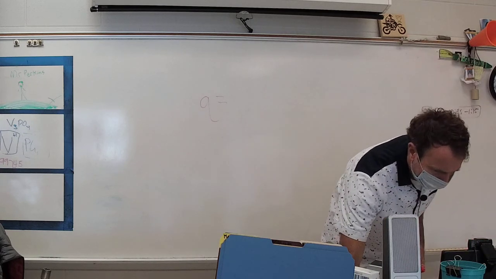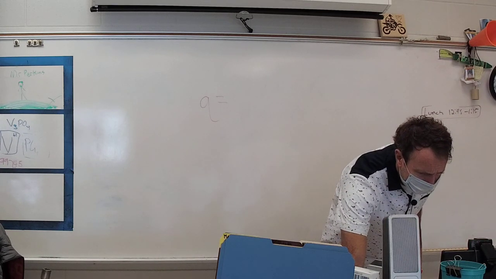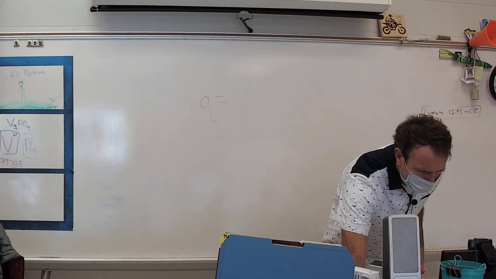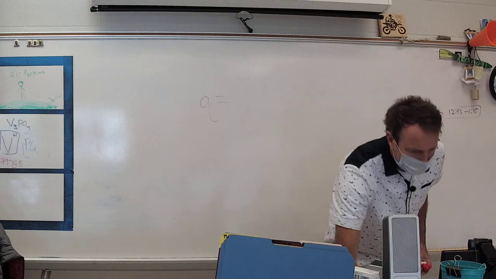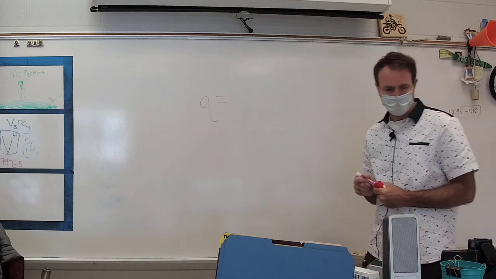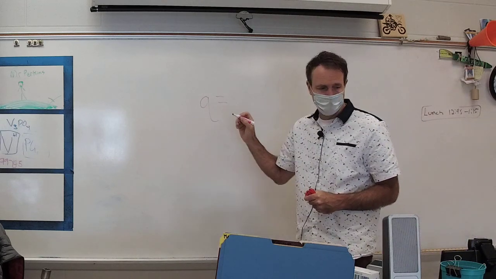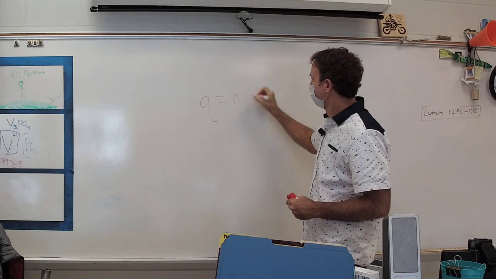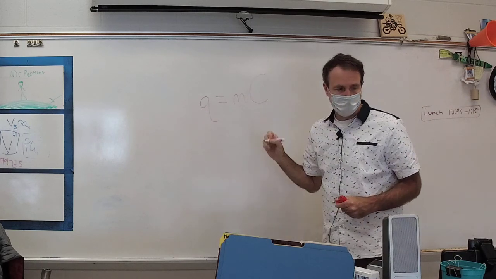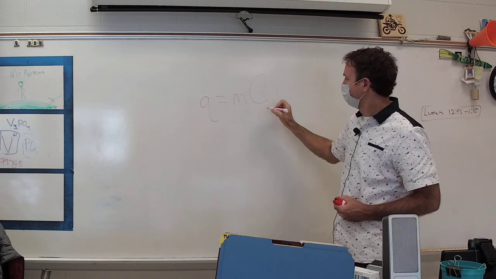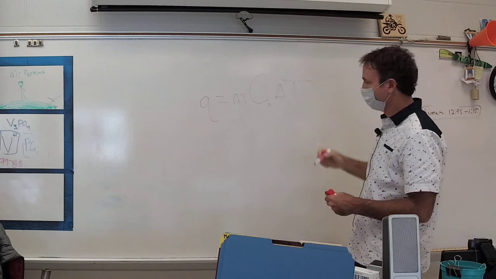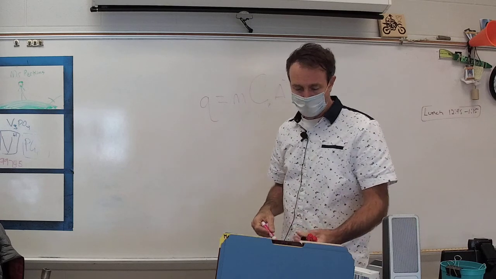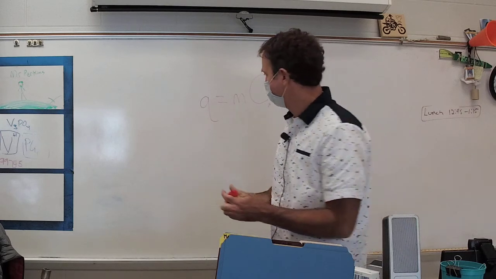Let's look on our reference tables. Go down here. It says Q equals, yeah, MCT, okay. All right. The reference table looks like this. Q equals M, C, big old C, with a little letter here, P, and then delta T, okay? Now, I'm going to explain to you what each one of these things means.